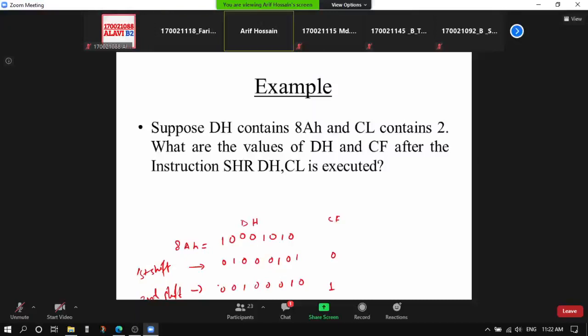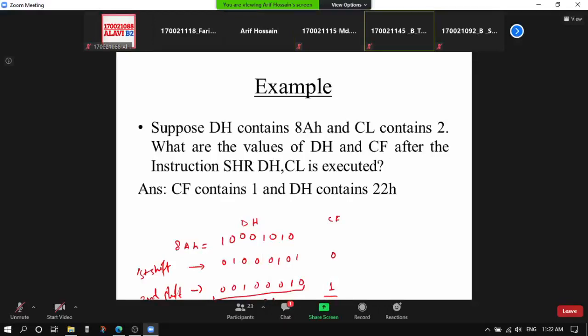So what is the hex form of this one? It will be 22H, and this one will be 1. So let's see the answer. The answer is your carry flag contains 1 and your DH contains 22H. So is it understood to everyone? Yes, sir. Clear? Yes, sir. Okay, so can I move forward? Yes, sir.